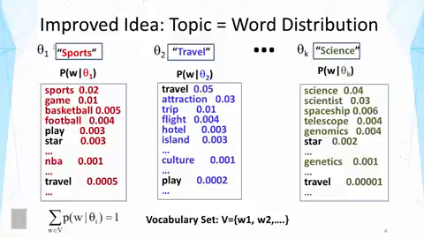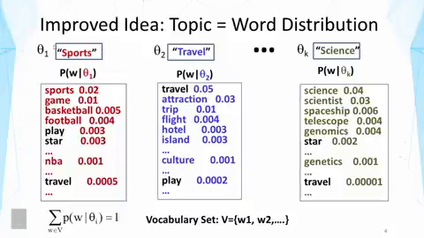So in the distribution for travel, we see top words like attraction, trip, flight, hotel, etc. Whereas in science, we see scientist, spaceship, telescope, or genomics, and science-related terms. Now, that doesn't mean sports-related terms will necessarily have zero probabilities for science. In general, we can imagine all these words will have non-zero probabilities. It's just that for a particular topic, some words will have very, very small probabilities.